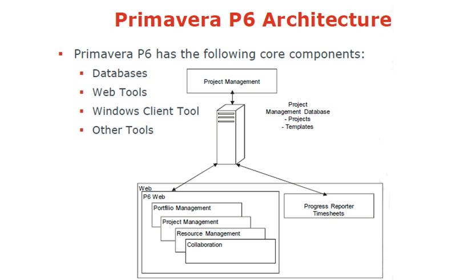The following image shows the core components of the Primavera P6 architecture. At the center of the core lies the database server and the database. As you know, Primavera is an enterprise project management software that helps us to manage multiple projects in a single database. Therefore, the database is the central element of the core. The web and Windows client tools also make up the core component.